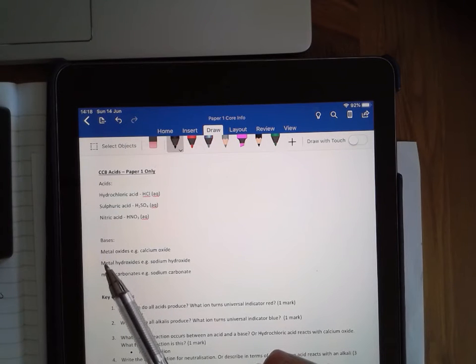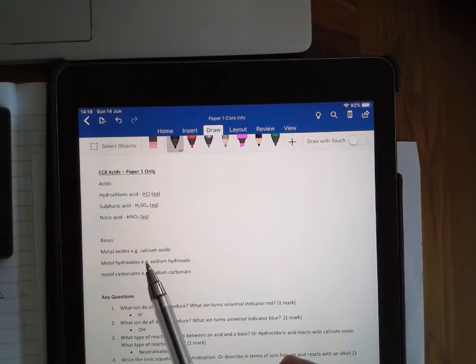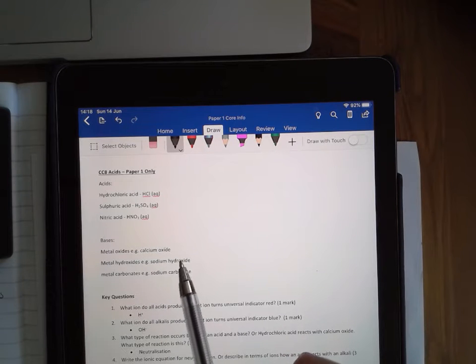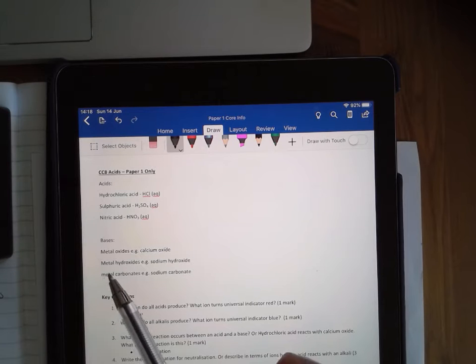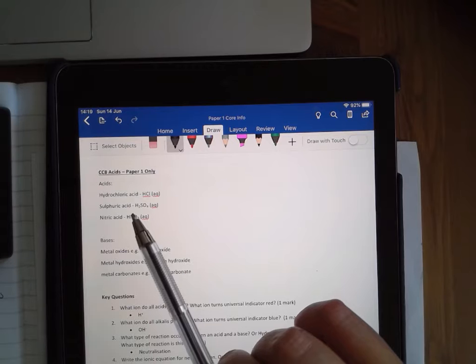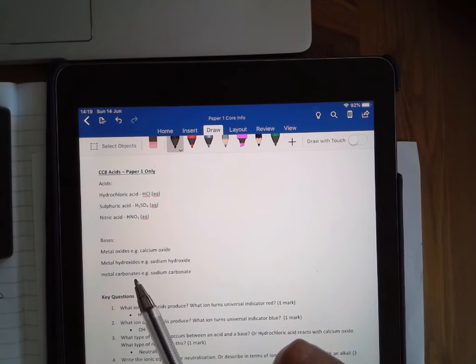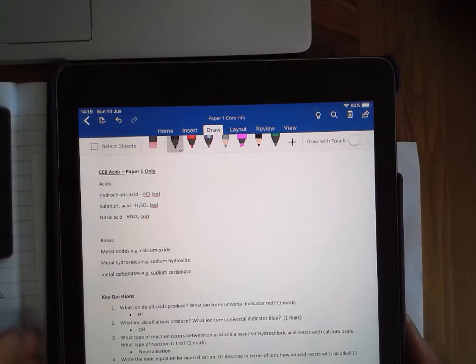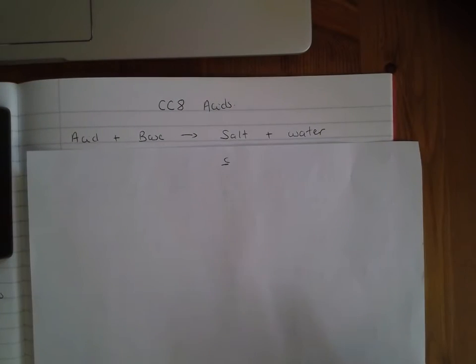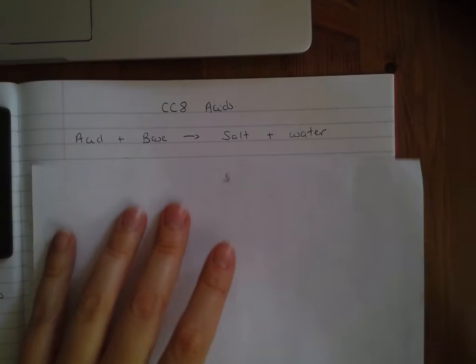You can take a metal and put it in front of the word hydroxide. So sodium is a metal, put it in front of the word hydroxide, and you've got a base. Or you can take the name of a metal and put it in front of the word carbonate, and you will have a base. So sodium is a metal, put it in front of the word carbonate, and you have got a base. So three acids that you need to learn, but three different types of bases: metal oxides, metal hydroxides, and metal carbonates. And when you react an acid and a base, you get a salt and water, and you need to be able to name the salt.